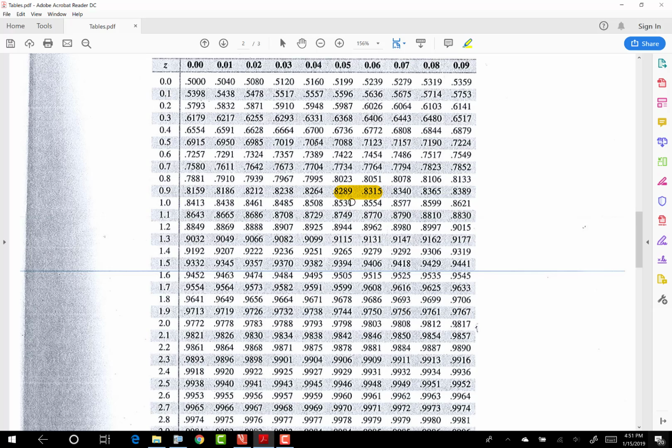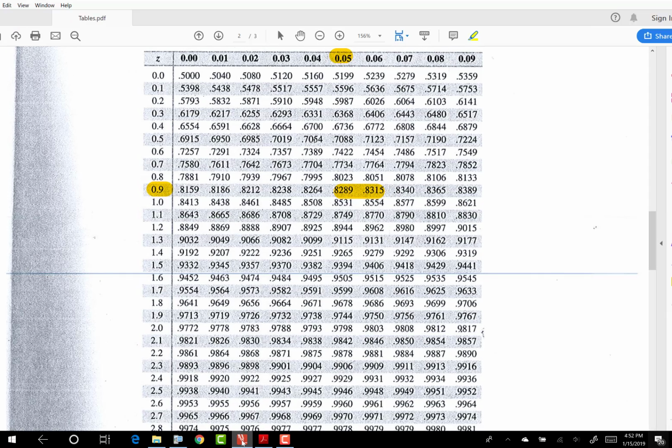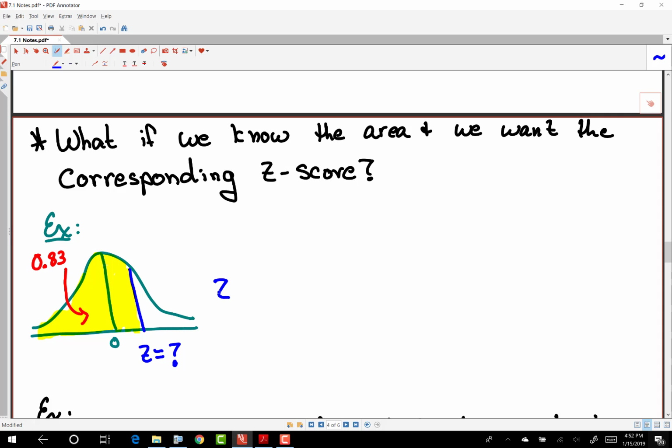So what you would have to do is, we called it extrapolating, you would have to decide which one is closer to 0.83. The 0.8289 is 11 units away. The 0.8315 is 15 units away. So we would pick this one, the 0.8289, and then you would look at what z-score that is. So it's 0.95. So I'm going back and looking at what values right here, 0.95, that's what gives us that z-score, or that area. So the z would have to be 0.95.